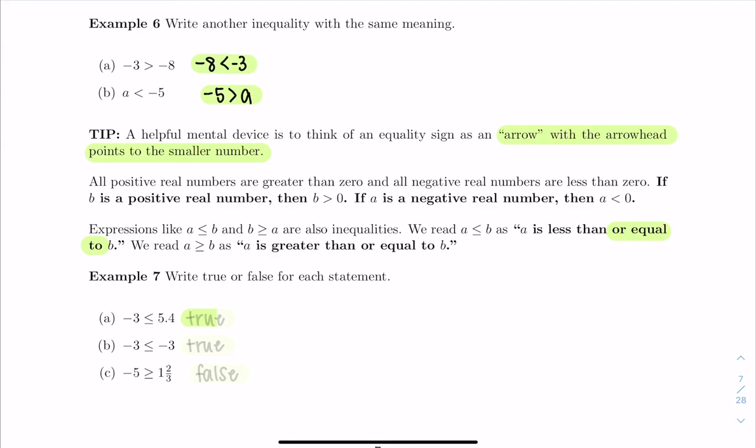So let's write true or false for each statement. -3 is less than or equal to 5.4. Well, it's definitely less than. So this is a true statement. What about -3 is less than or equal to -3? This is still a true statement because we have that equal to bar underneath the inequality symbol. So -3 is definitely equal to -3.